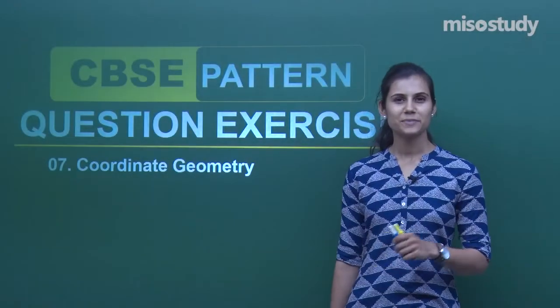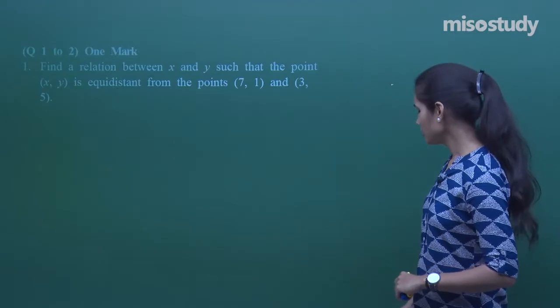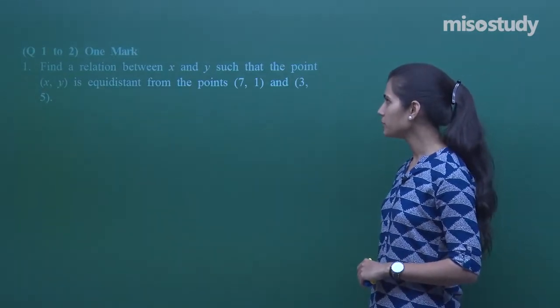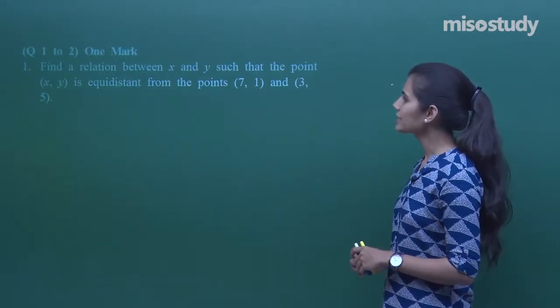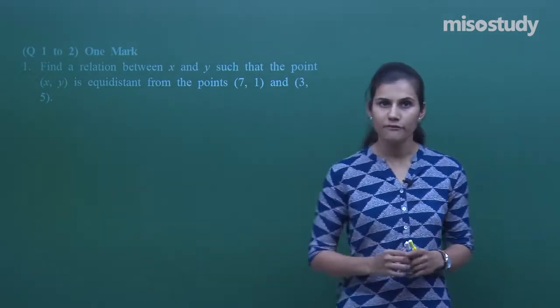Hi everybody, let us begin with the discussion over the questions from coordinate geometry. First question, for 1 mark, says: find a relation between x and y such that the point (x, y) is equidistant from the points (7, 1) and (3, 5).